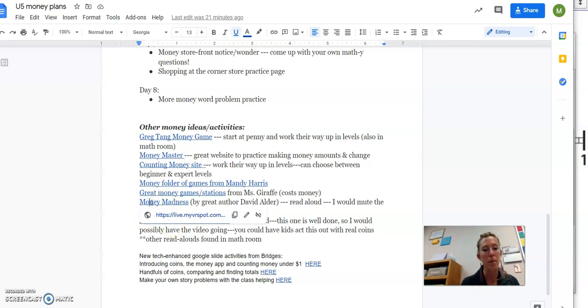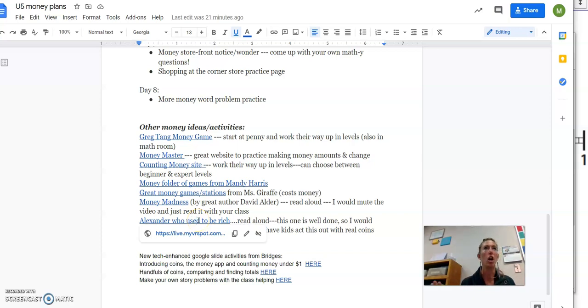This is the same author as the Place Value Monkeys book, so I thought that one would be good. And then Alexander, Who Used to Be Rich, is always a famous one to use, and kids could be acting it out with actual money. And there are other read alouds found in the math room.